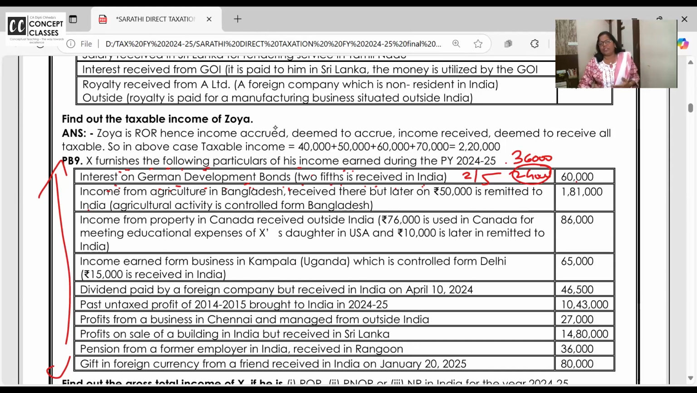I'm just reading the question. When I apply it and solve, it will be clear. Income from agriculture in Bangladesh. You remember agricultural income outside India is taxable, but received there only. Later on, 50,000 is remitted in India. Remittance is not taxable. But where is the agricultural activity? In Bangladesh. I hope you are not checking the answer. Just read the question, interpret and tell me, for whom will it be taxable?